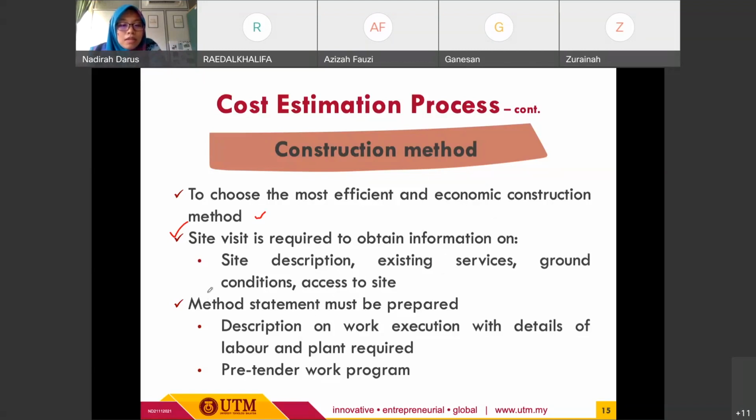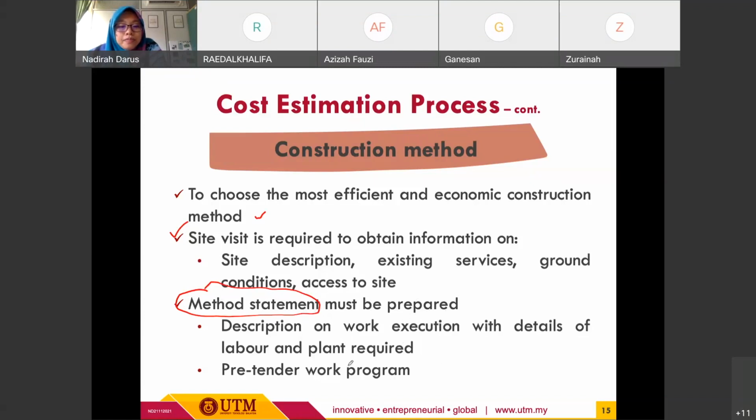Okay, and then method statement. Method statement is basically the same as the method of work, because this statement refers to how we want to detail up the method of work. So we need to plan and we need to prepare for this. Usually in this method statement, we have the description of work execution with the details, labor, and plant required. So this one is mostly on the planning side or planning phase, for the manpower and for the construction machineries required for the specific construction activities.